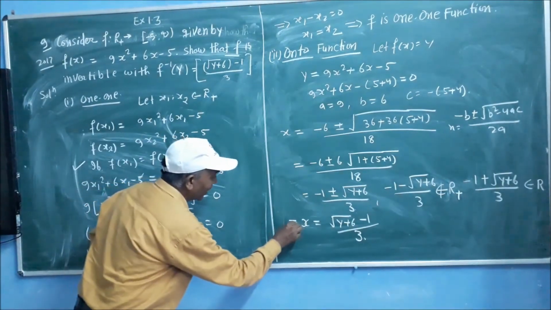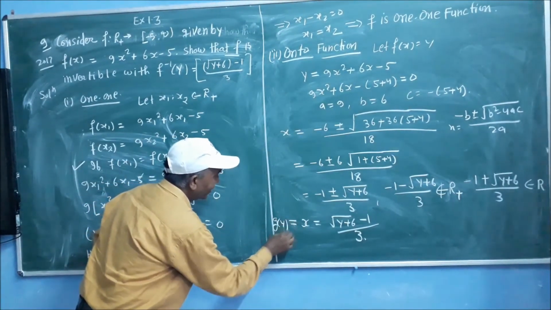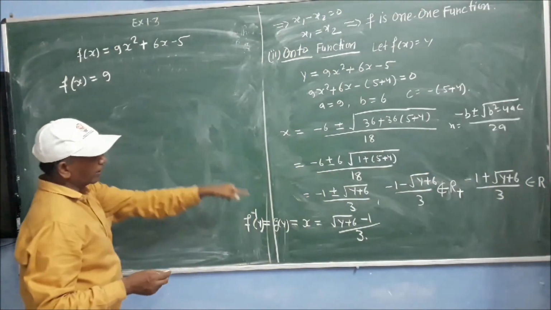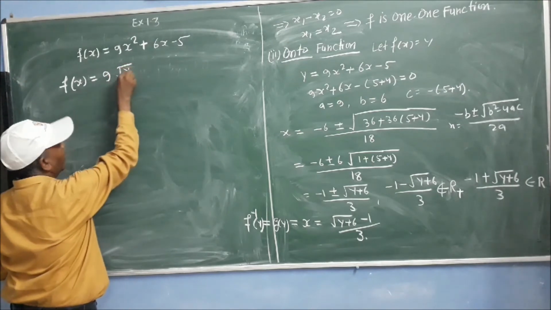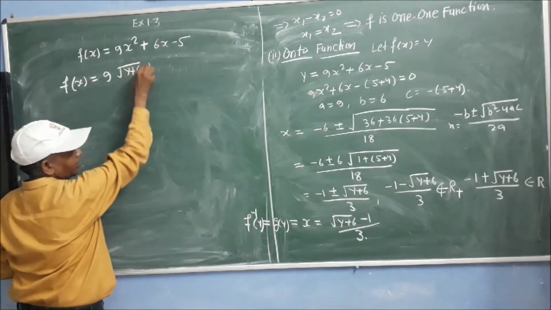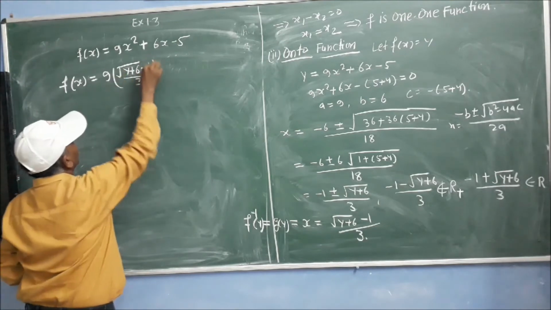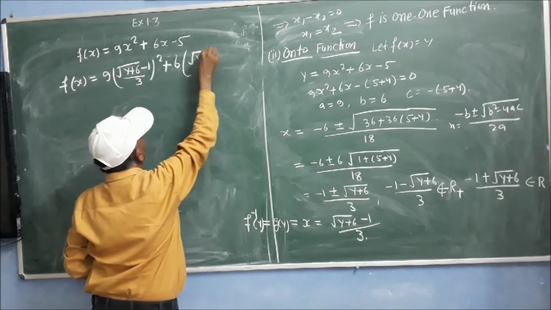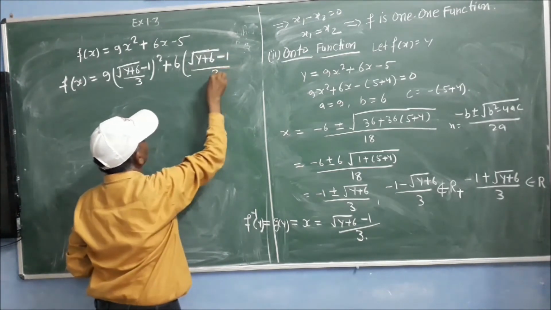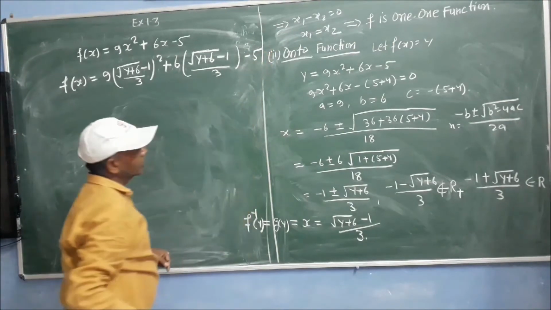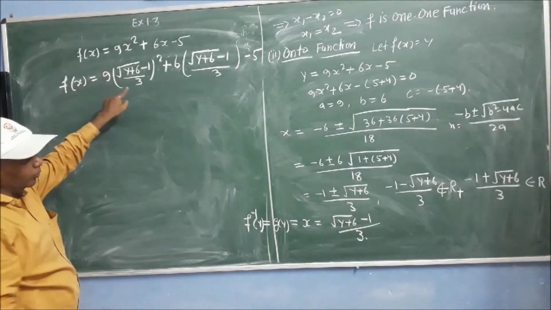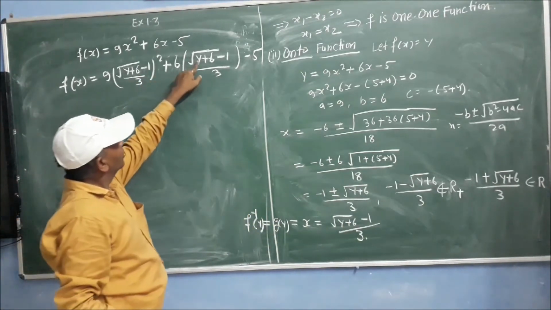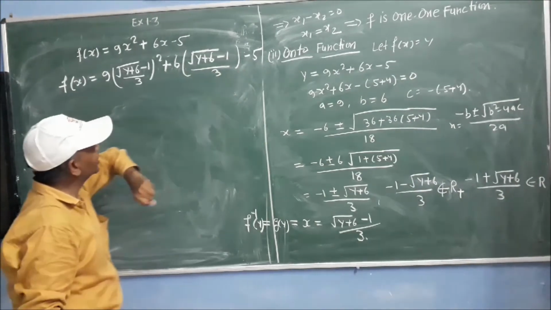This x can be written as g of y, and substituting, this will be equal to 9 into, in place of x, (under root (y plus 6) minus 1 upon 3) whole square, plus 6 into (under root (y plus 6) minus 1 upon 3), minus 5. Check here: 9x square, 9 into (under root (y plus 6) minus 1) upon 3, plus 6 into (under root (y plus 6) minus 1) upon 3, minus 5.